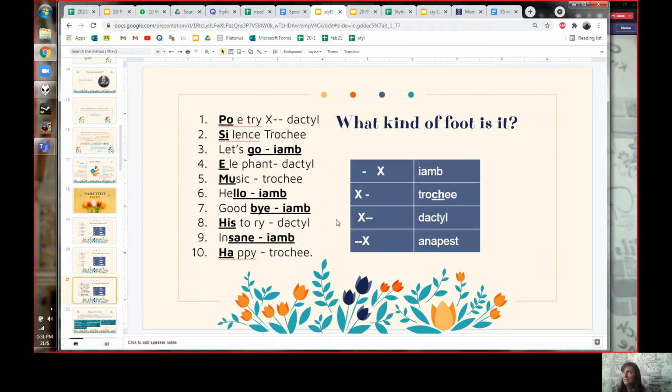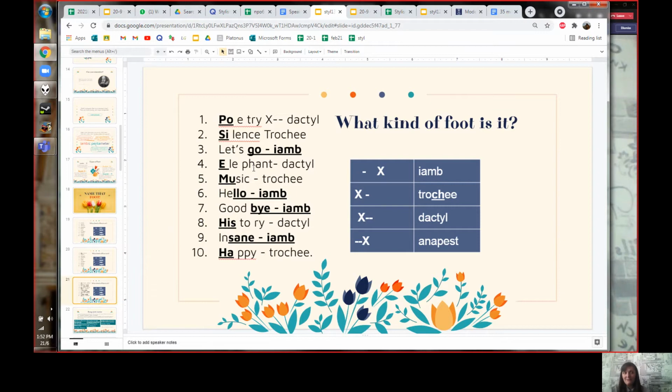If we put these words together, we will make something that sounds a little bit like a poem, right? Ready? Poetry, elephant, history. Could be a poem, a bit random subject, but there we go. What about silence, music, happy? What about let's go, hello, goodbye, insane? If we get it wrong, if we do this one, goodbye, insane, happy, the rhythm goes and it doesn't sound like a poem anymore.